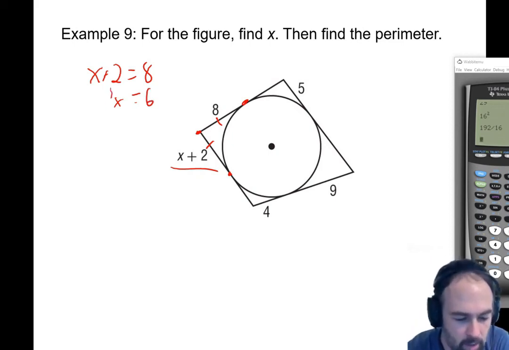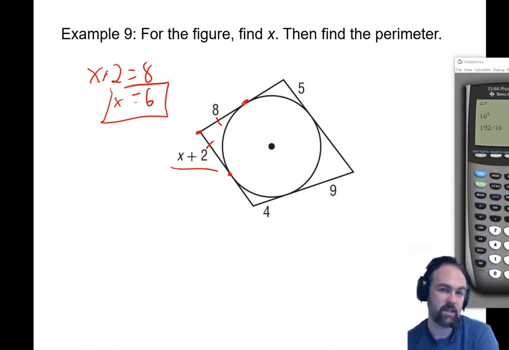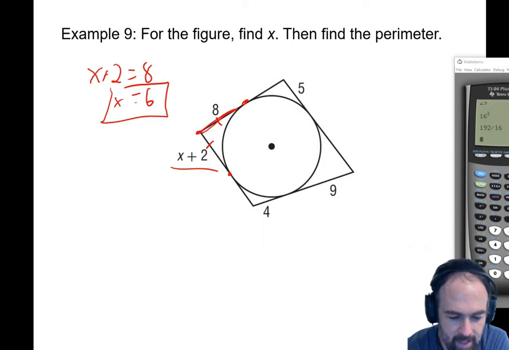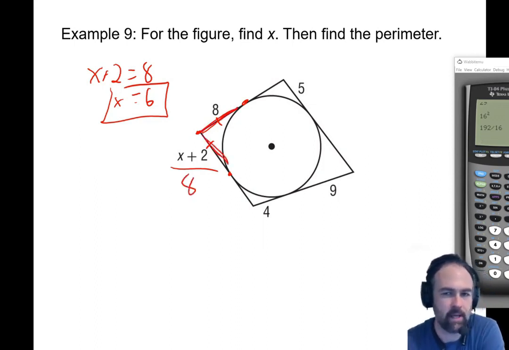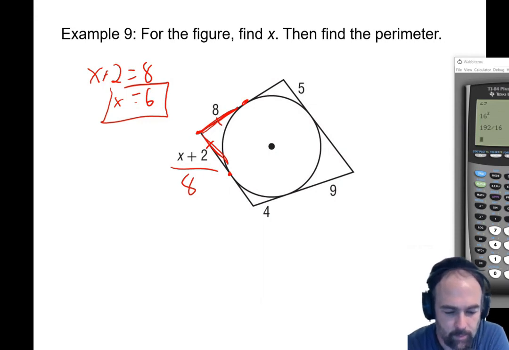Now, honestly, in this particular case, I don't need to know x in order to find the perimeter, because I could always say that if that segment is 8, then this segment is also 8. I mean, plug it in. 6 plus 2 is 8. Either way, it works. Okay.